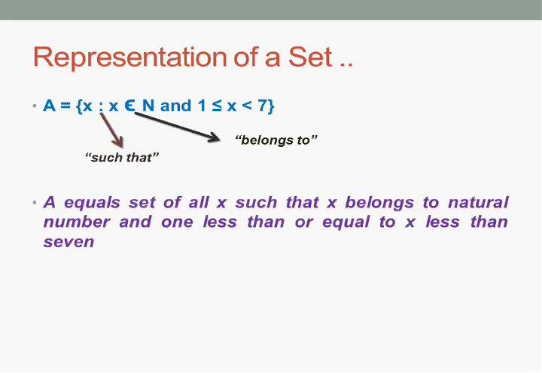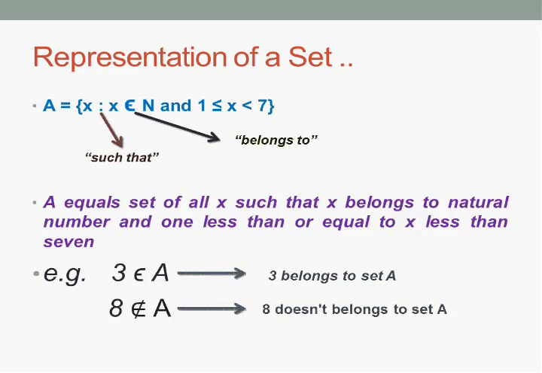The symbol epsilon is used to express that an element belongs to a set. For instance, 3 belongs to set A. Its negation is represented by a strike through epsilon. For example, 8 does not belong to set A.